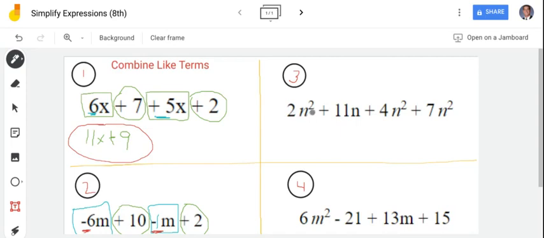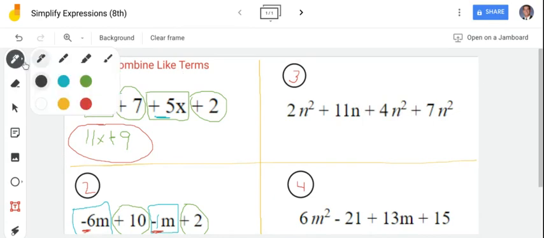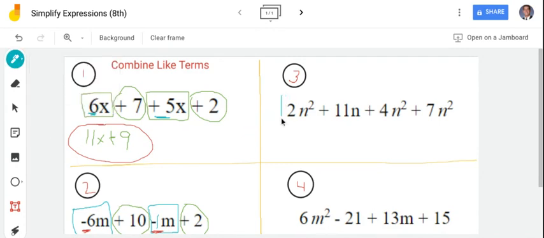So 2n squared plus 11n plus 4n squared plus 7n squared. So I'm looking for terms that are like. Well, all of these have an n in it, right? They all have an n. So they have the same variable, but do they have the same exponent? Well, I'm looking here. This has an exponent of 2. That has an exponent of 1. Exponent 2, exponent 2. So I see that 3 terms are like terms. This term, 2n squared. This term, positive 4n squared, and this term, positive 7n squared. These are all like terms because they have the same variable n and the same exponent 2.